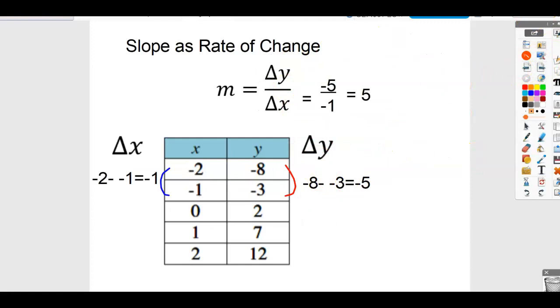So here, same thing. I do negative 5, negative 8 minus negative 3. Notice it doesn't matter which one I put first. And then negative 2 divided by negative 1. And I get negative 5 over negative 1, which is 5.